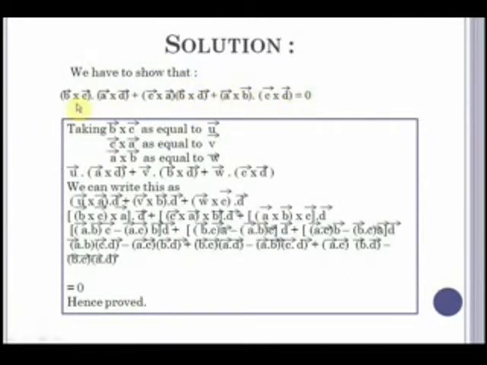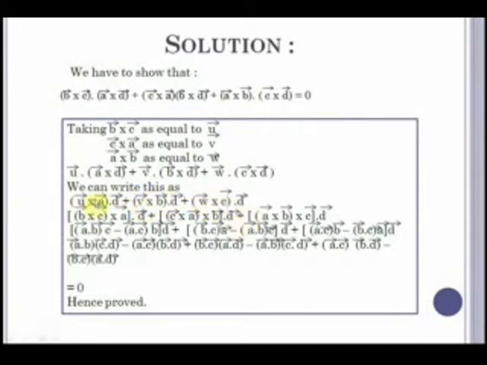Let us say that B cross C is equal to vector U, C cross A is equal to vector V, A cross B is equal to vector W. Now we can write it as U dot A cross D plus V dot B cross D plus W dot C cross D, or we can write it as U cross A dot D. Now we can interchange the sign as we know this is a property of scalar triple product. So U cross A dot D plus V cross B dot D plus W cross C dot D.